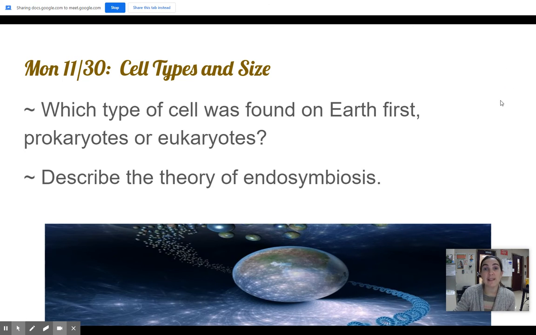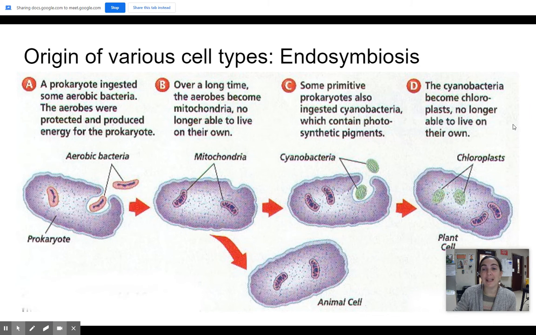but they don't have a lot of the other more complicated structures that we find in eukaryotic cells. So what you read about in that graphic novel was kind of how some of the first eukaryotic cells may have originated. And part of that process is a theory called endosymbiosis, which is actually kind of interesting.